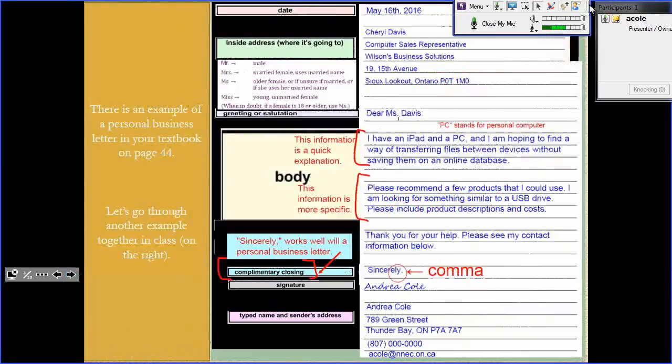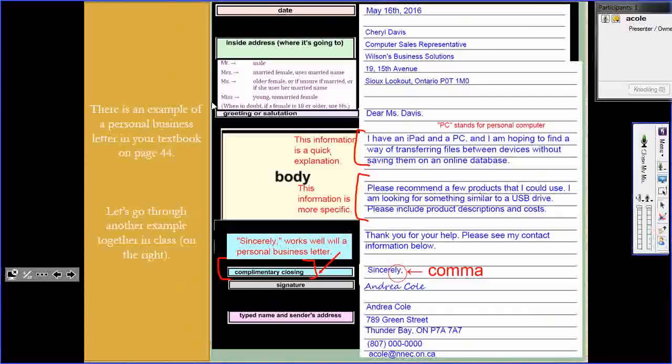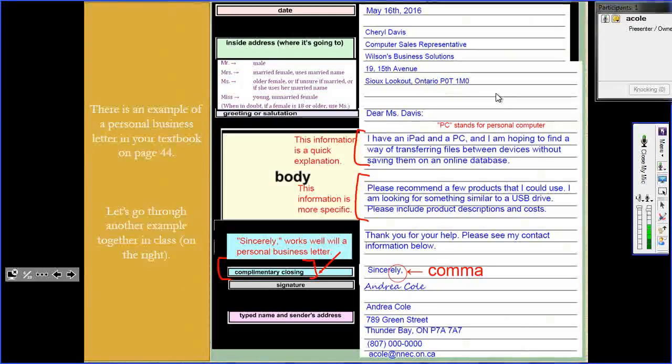All right, let me just move this over a little bit so that we can see it. So this is an example of a personal business letter. And there's another example in your textbook, and that's on page 44. So I wanted to go through my example here. You always need a date at the top of your letter. And in this case, we've got everything on the left-hand side. I've had questions before, well, can the date be on the right-hand side? Or can I move stuff around a little bit? For this assignment, use this kind of format where everything's on the left.